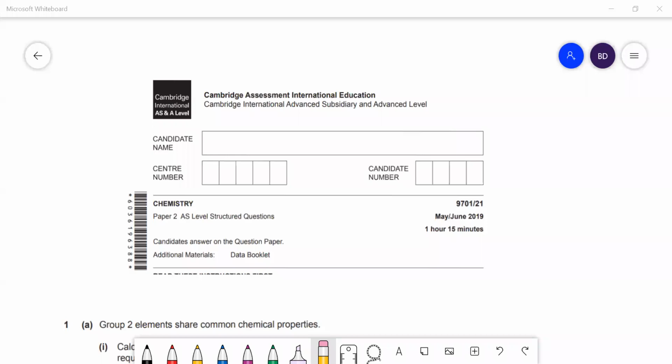Okay, in this video, I'm going to go through the Cambridge International A-Level chemistry. And this is paper 2. This is the one that covers the AS content. And this is the 2019 paper.